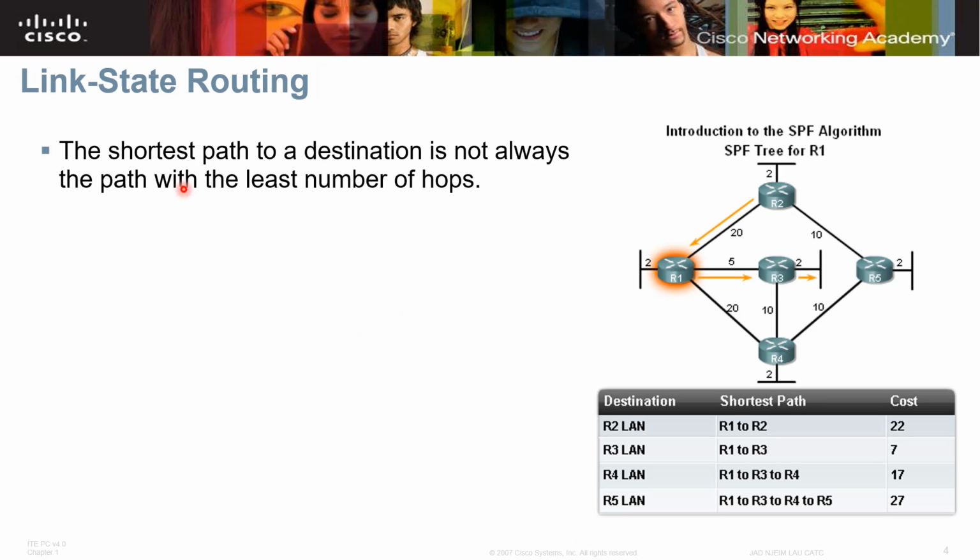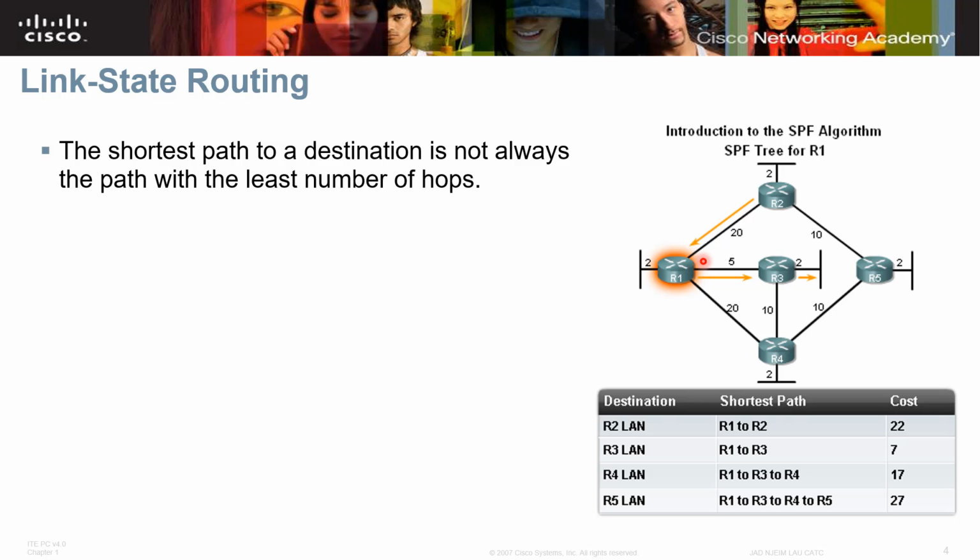Okay. The shortest path to all destinations is not always the path with the least number of hops. And here is an example. If we have this weighted graph, and we need to calculate at each router the shortest path to all other destinations. Here, this is the routing table of R1. If I am at R1 and I need to build the routing table, I need to construct the shortest path first tree. What do we mean by the shortest path first tree?